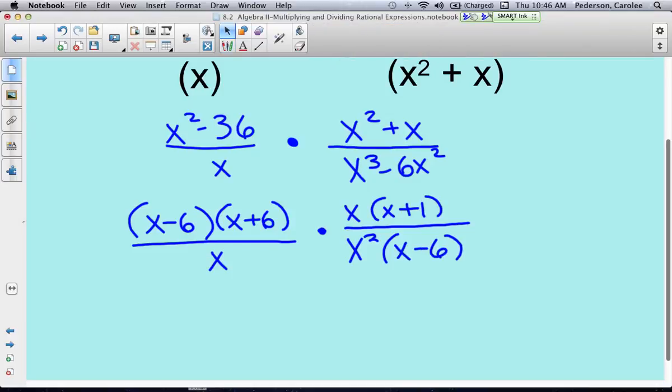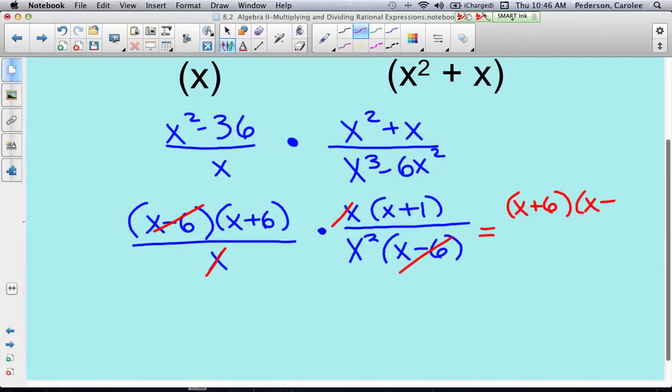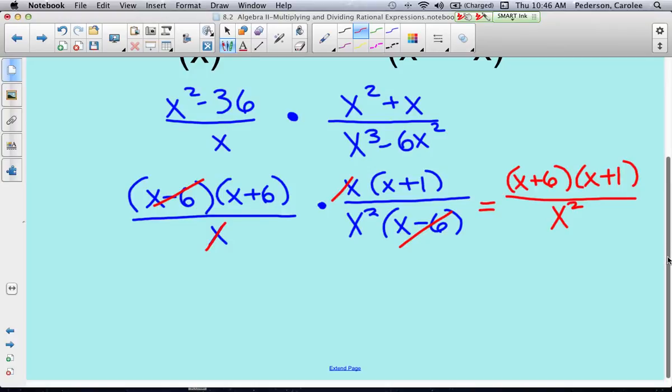So now before we multiply, we see if we can cancel anything. We have a common factor of x minus 6. We have another common factor of x. So then our final answer, what's left, is x plus 6 over x plus 1 all over x squared. For our class, we don't have to go and FOIL out that numerator of x plus 6, x plus 1. Just leave it alone. We do want you to identify that domain restriction again.